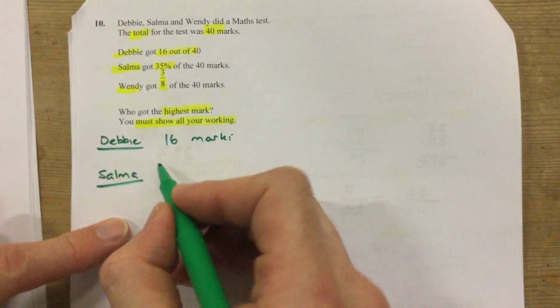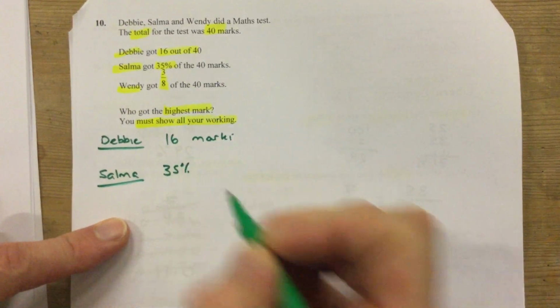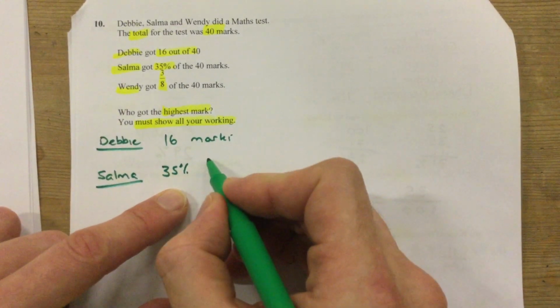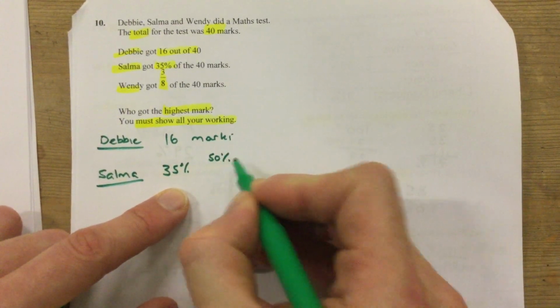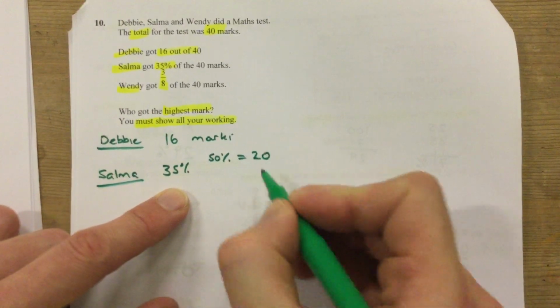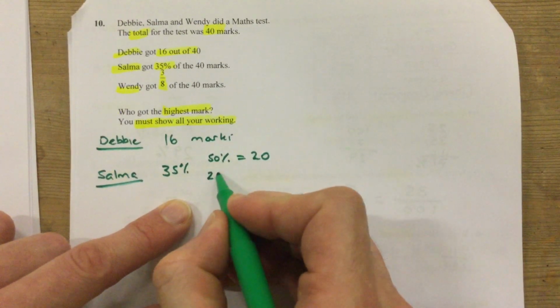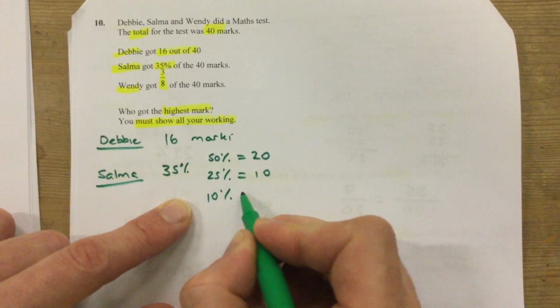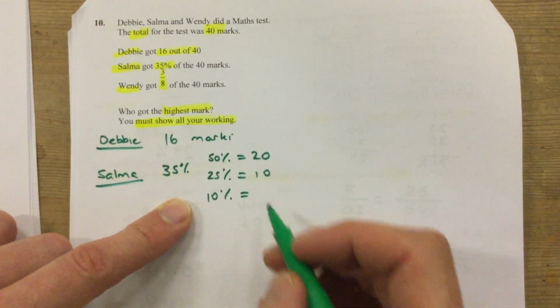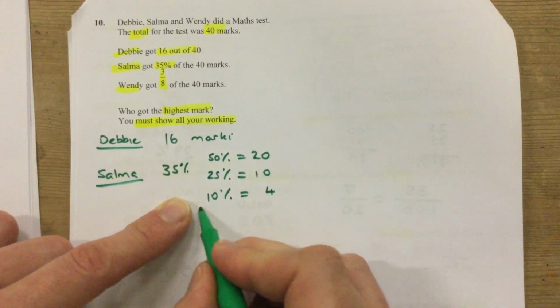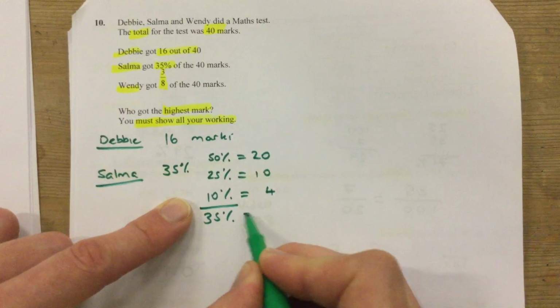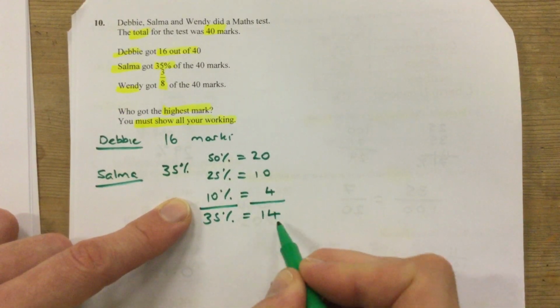On to Salma. Salma got 35%. Percentage of an amount is really similar to the last style of question. So I'm going to work out 50% equals half, which is 20. 25% is half of that, which equals 10. 10%, we divide by 10, so we move one column to the right, which is 4. And I want 25% plus 10% to get me 35%. 10 plus 4 gets me 14.